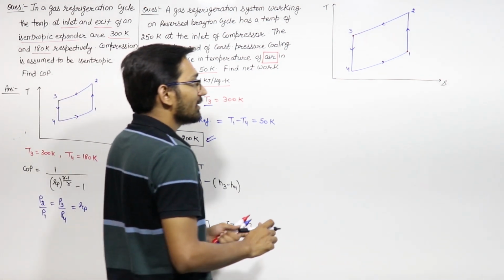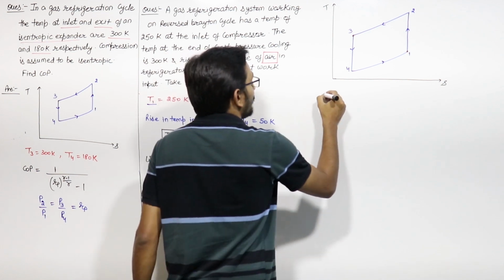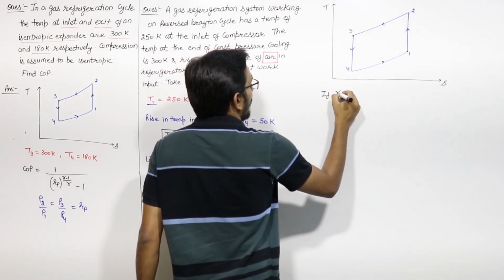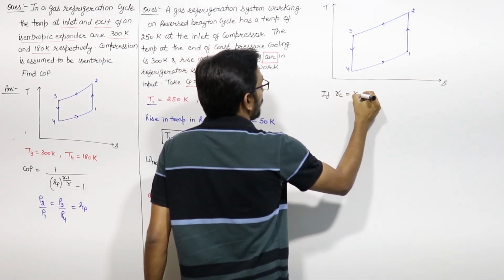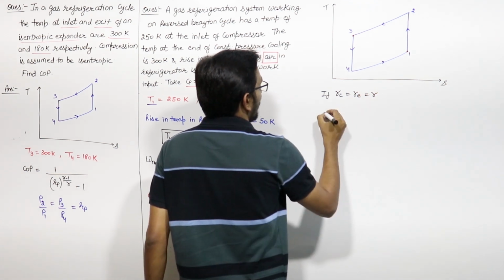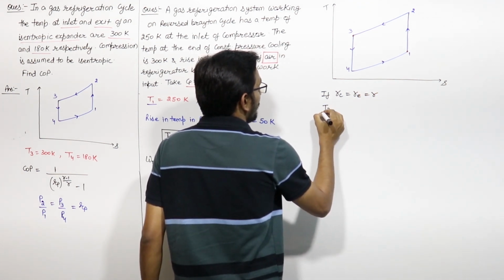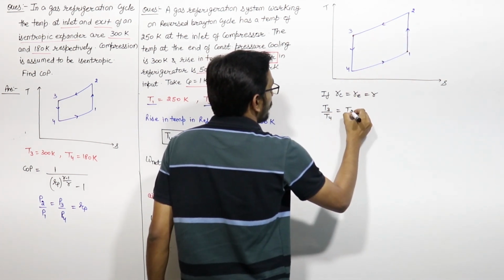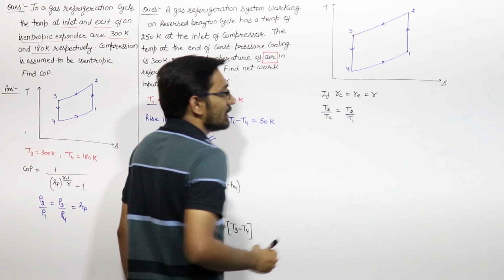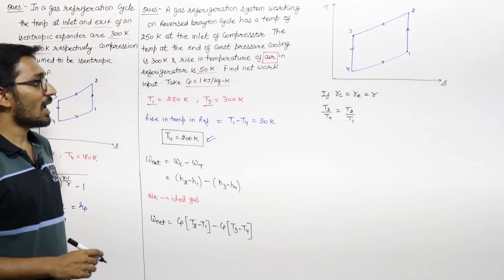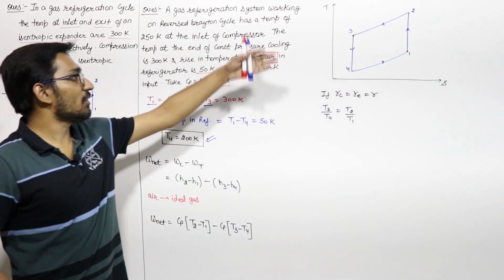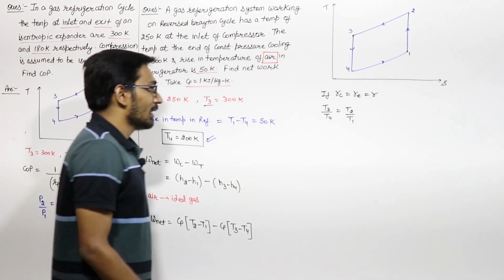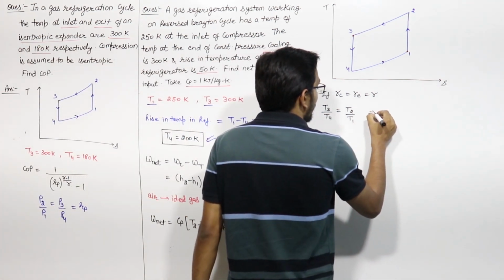As I said earlier, if the gamma of compression is equal to the gamma of expansion, if they are the same, then you can write this ratio will be equal: T3 by T4 will be equal to T2 by T1. We already solved for it, right? So from here you will find T2.